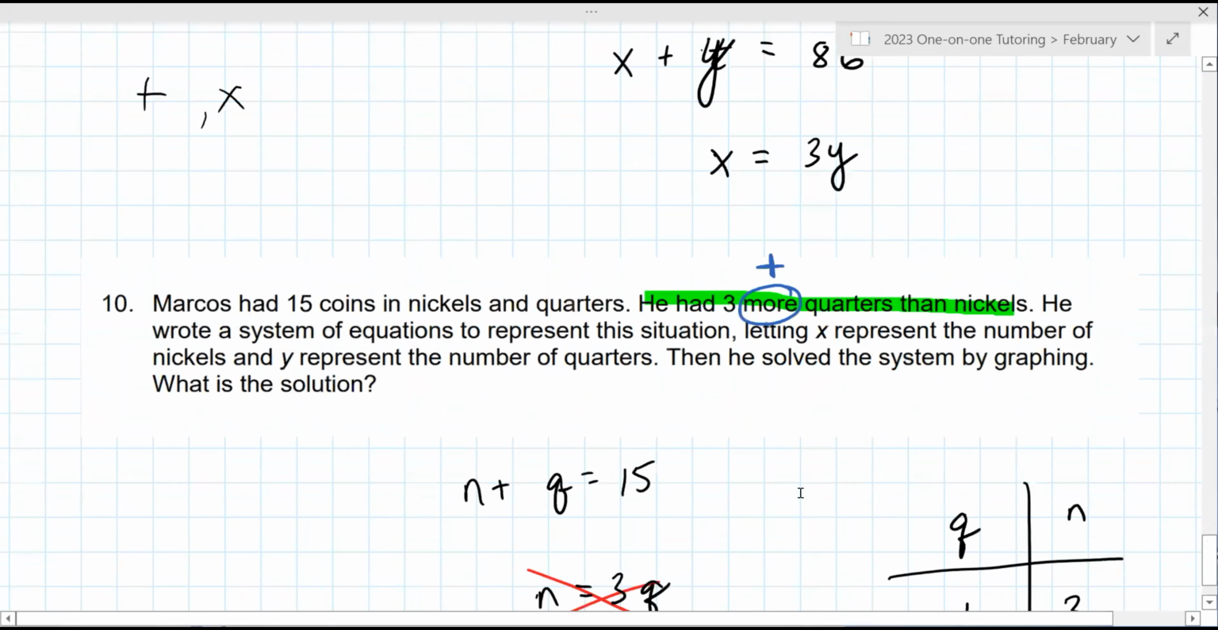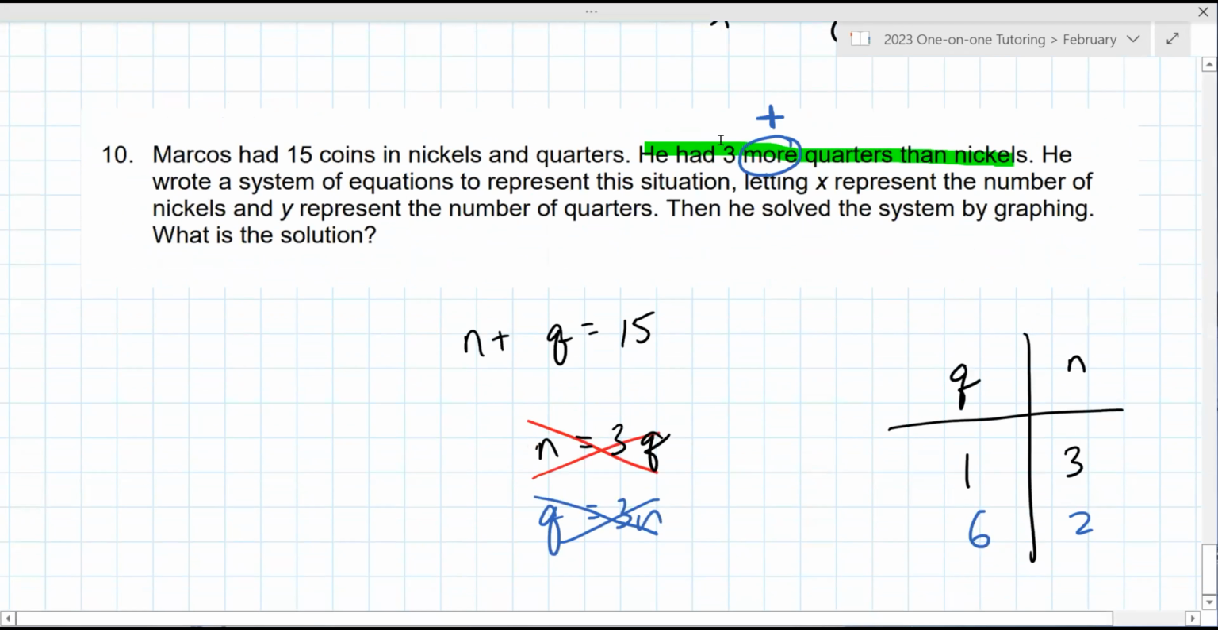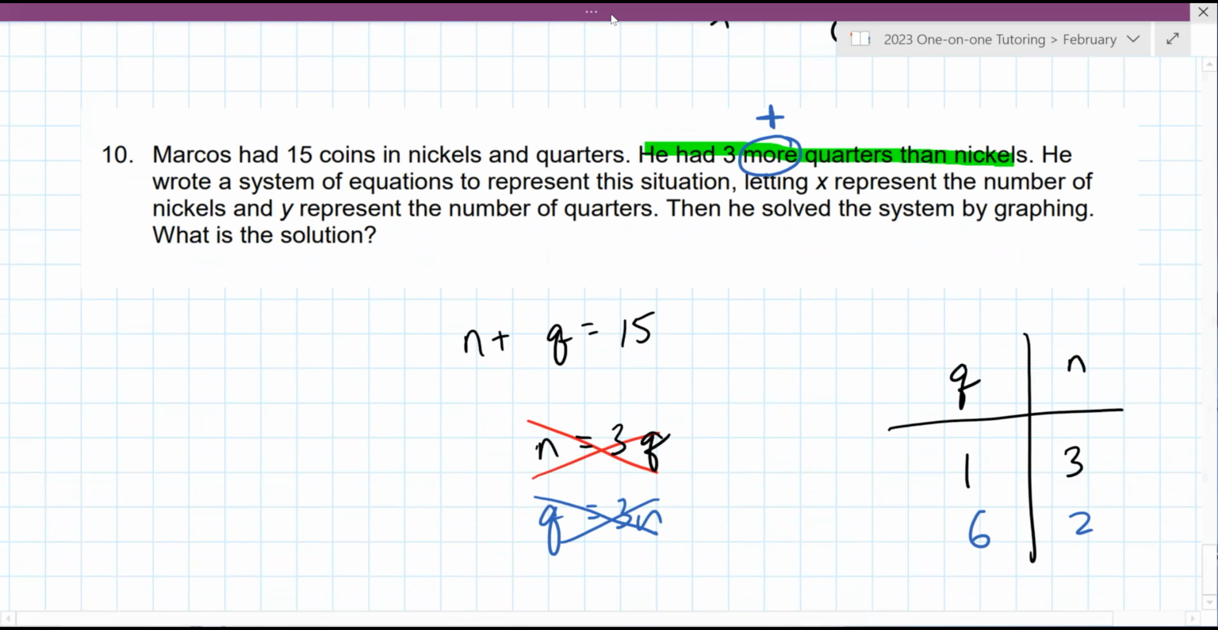But that is key. So let's try this again. Third time's the charm here. Give me one more sentence or one more equation. Before you give me the equation, put some numbers in the table and make sure it actually works.